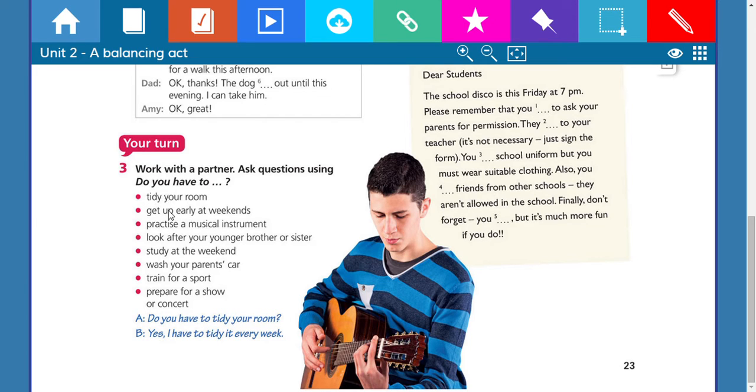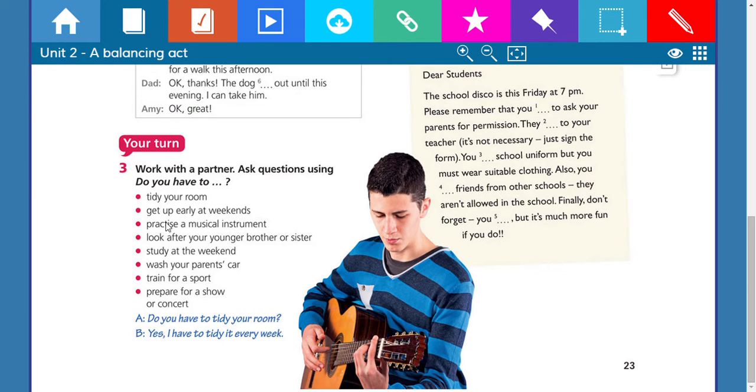Do you have to get up early at weekends? Yes or no? You could say yes, I have to study English, or no, I don't have classes. Or maybe something different. Do you have to practice a musical instrument? Yes or no? And you add extra information. Do you have to look after your younger brother or sister? Do you have to study at the weekends? Do you have to watch your parents' car? Do you have to train for sport? Do you have to prepare for a show or concert?